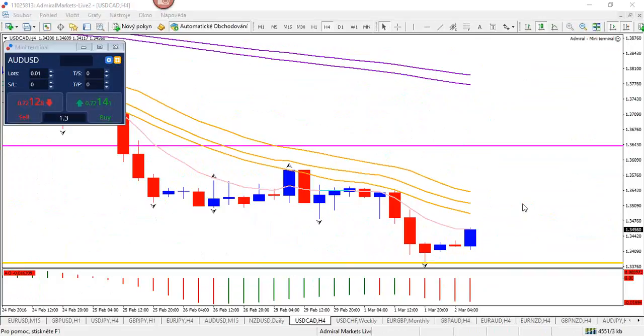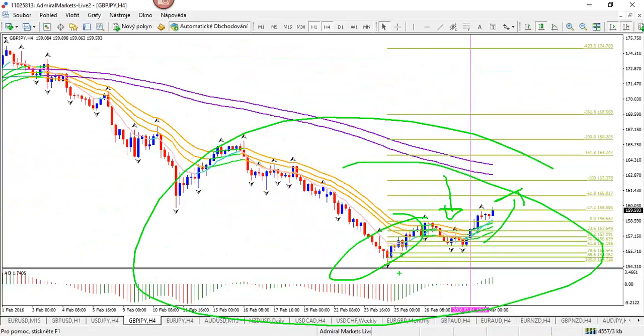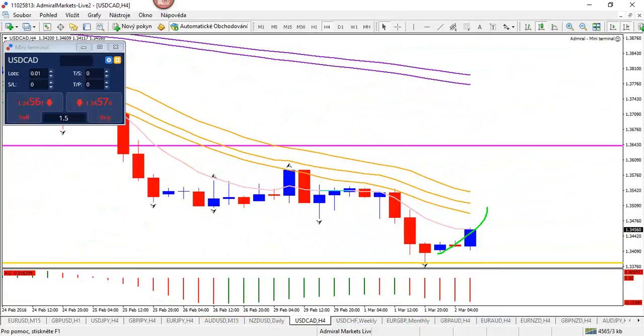Something similar to this, like this pound yen, basically, right? A move up like that, failure, corrective down to 61.8 and bounce. That kind of formation here on the dollar CAD. Then a reversal trade could make sense.